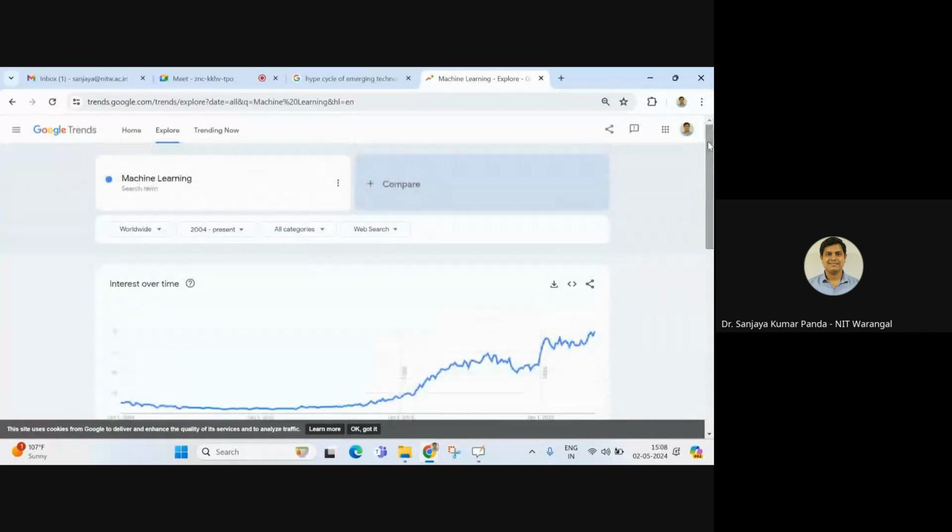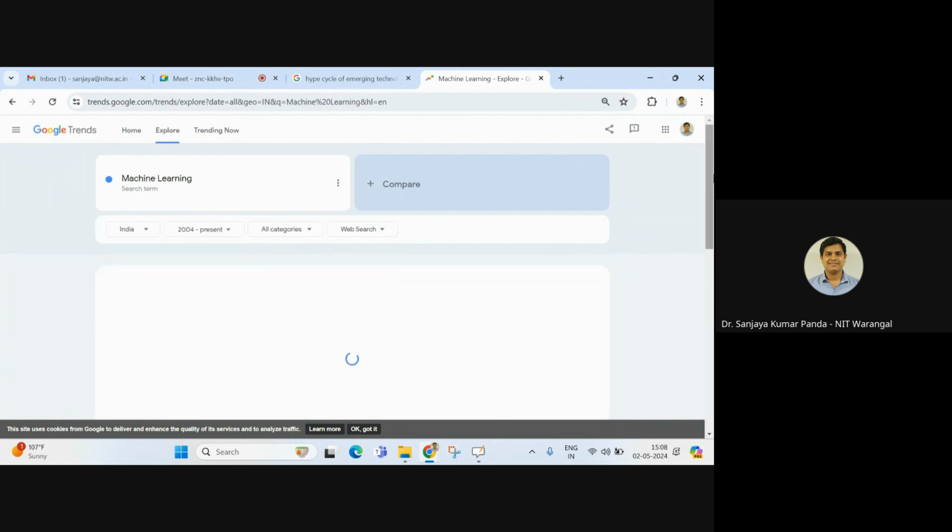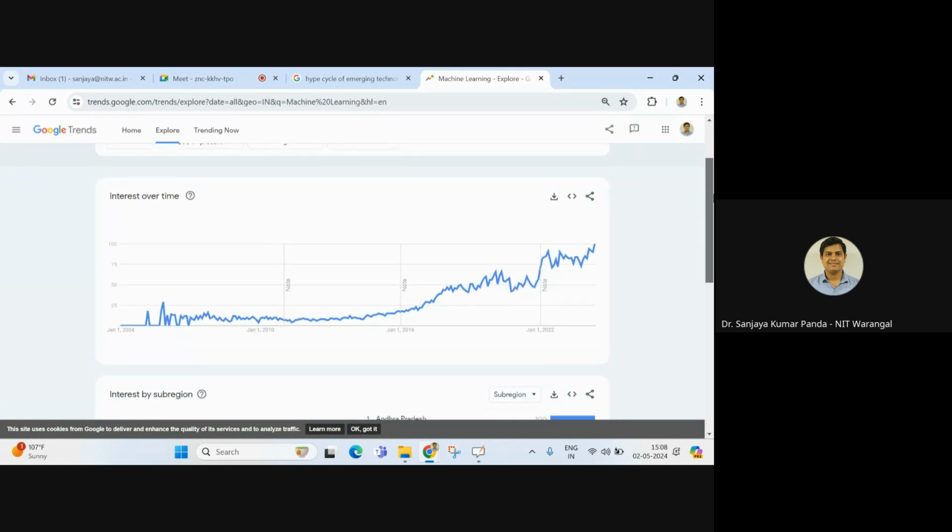Similarly, if you go for a particular country, let us search for our country, there also you will get details related to machine learning.